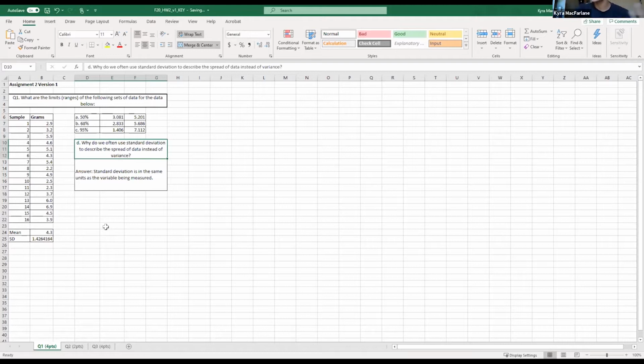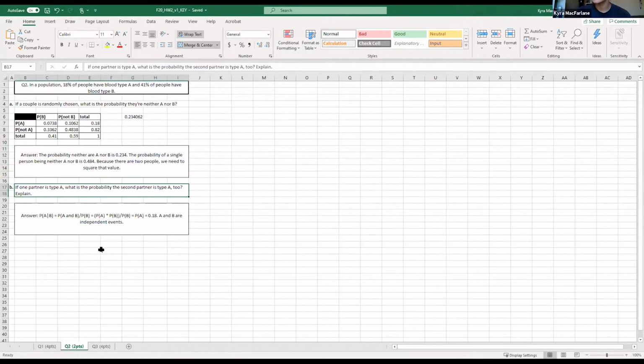And then I asked you, why do we often use standard deviation to describe the spread of data instead of variance? Well, that's because standard deviation is in the same units as the original data set. So we have grams here. Compared to variance, which would be grams squared and is harder to really understand what that means. It's just a lot less intuitive. So that's why. So that was question 1.